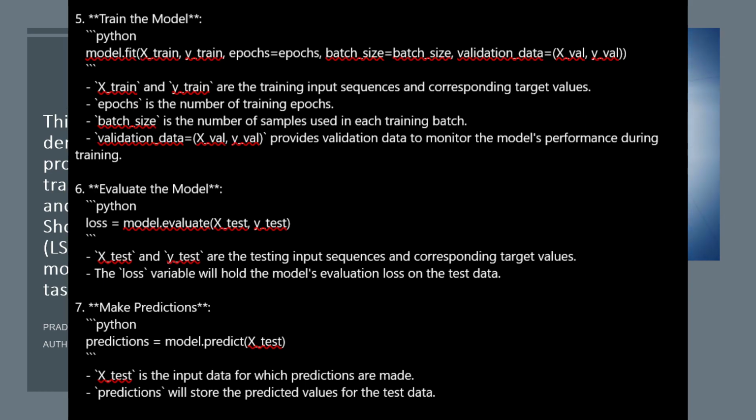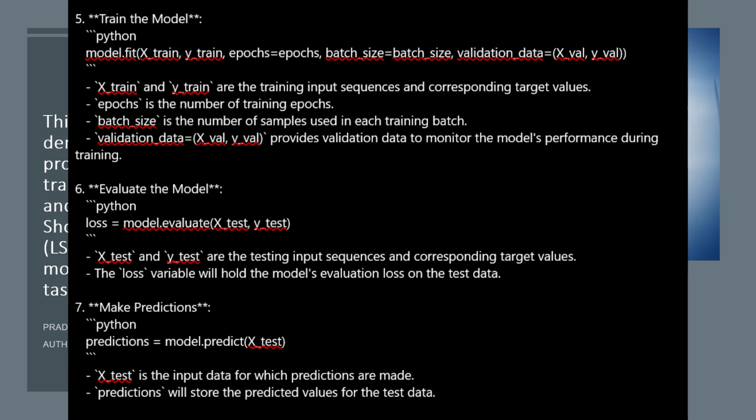5. Train the model. Python. model.fit(x_train, y_train, epochs=epochs, batch_size=batch_size, validation_data=(x_val, y_val)). x_train and y_train are the training input sequences and corresponding target values. epochs is the number of training epochs. batch_size is the number of samples used in each training batch. validation_data=(x_val, y_val) provides validation data to monitor the model's performance during training.